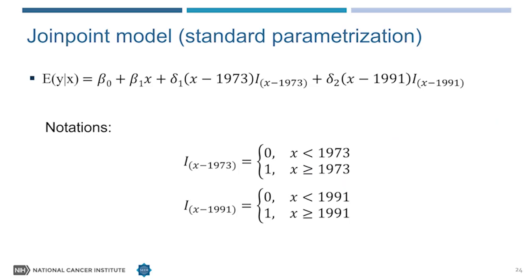The indicator function I of x minus 1973 is defined as 0 if x is less than 1973, and 1 if x is greater than or equal to 1973. Similarly, for indicator function I of x minus 1991, it is 0 if x is less than 1991, and 1 if x is greater than or equal to 1991.